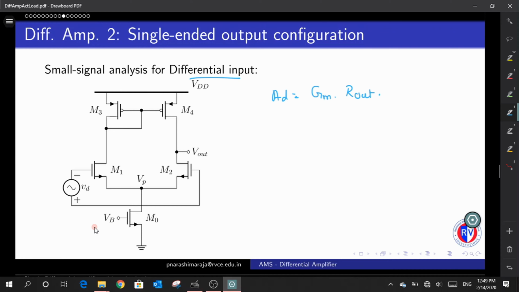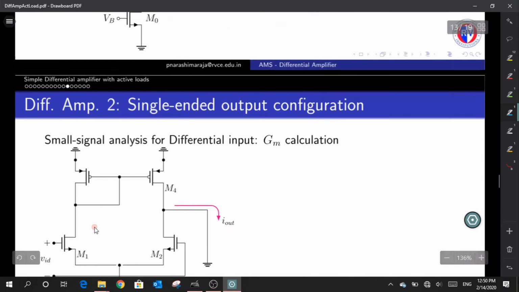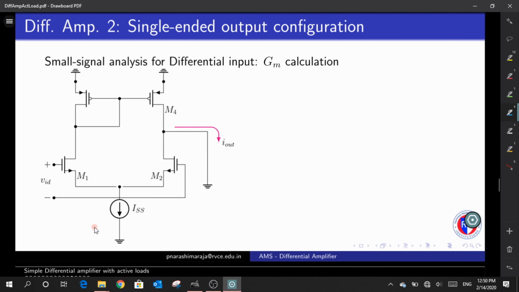So now I just evaluate the capital GM first, and then later we'll evaluate the R out. Now what is the condition that I need to place when I calculate the value of GM for the circuit? The very first condition is that the output has to be shorted, and look for the current I out whenever I have this VID, or V in, applied to the structure.